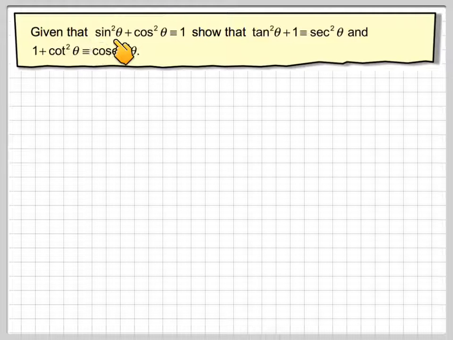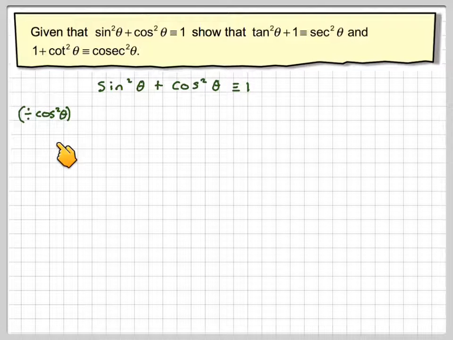Given that sine squared theta plus cos squared theta is equivalent to 1, show that tan squared theta plus 1 is equivalent to sec squared theta, and 1 plus cot squared theta is equivalent to cosec squared theta. Okay, so we've got sine squared theta plus cos squared theta is equivalent to 1. Don't get bogged down by this symbol here.